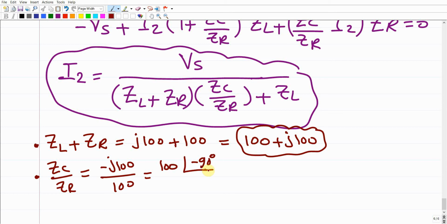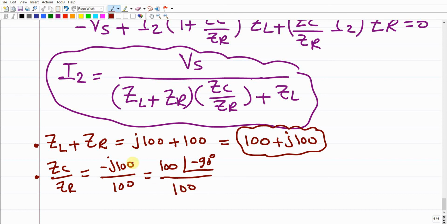You can try it. You can expand it into cosine angle plus J sine angle. Or you convert from rectangular to polar: you have the real part squared plus the imaginary part squared under the square root. This is going to give us 100, and the tan inverse of the imaginary part, which is negative 100 over 0, gives infinity. The tan inverse of negative infinity is negative 90 degrees. And this should be divided by 100.